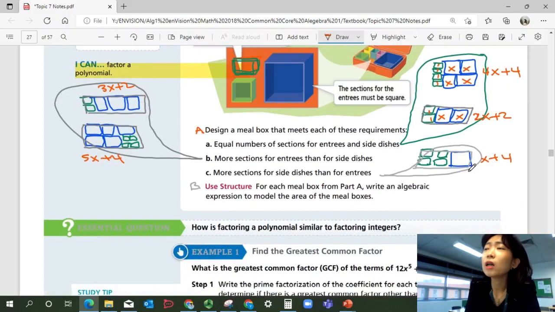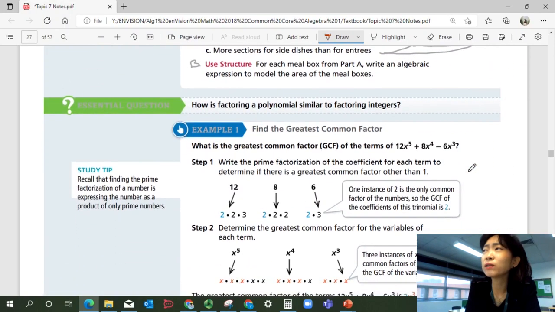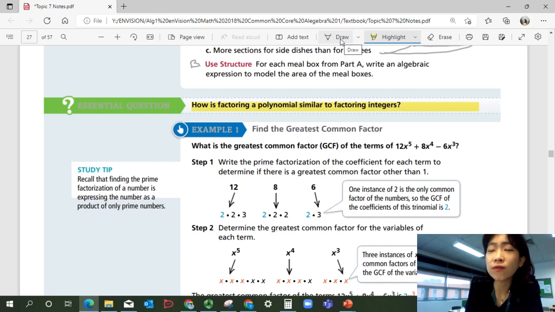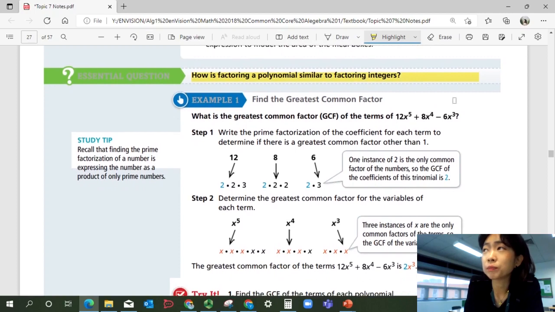Okay? Let's look at an essential question. How is factoring a polynomial similar to factoring integers? So today we will factor polynomials. And in order to do this, you need to know and be comfortable with factoring integers first. So think about greatest common factor when you've learned factoring the integers.